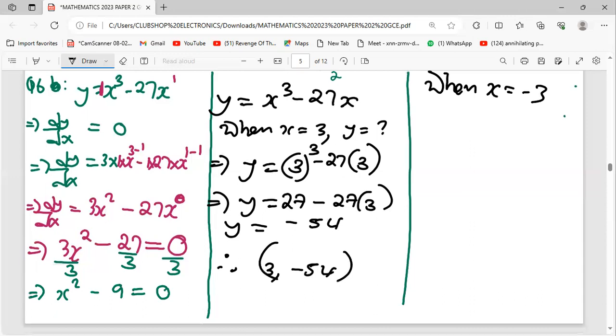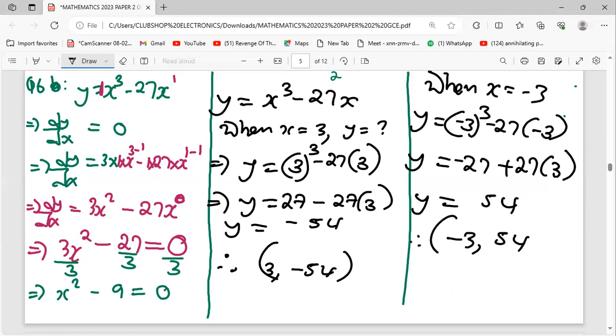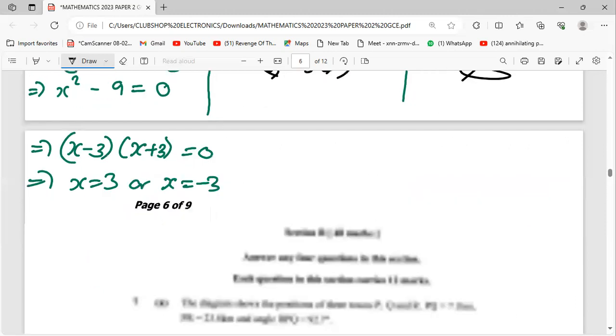So for the second one, y is equal to negative 3 to the power 3 minus 27 times negative 3. So this will be equal to negative 27 plus 81. So y will be equal to 54. Therefore, we have negative 3, comma 54. These are the coordinates of the turning points. That is fine. Okay, good. We go to the next question.